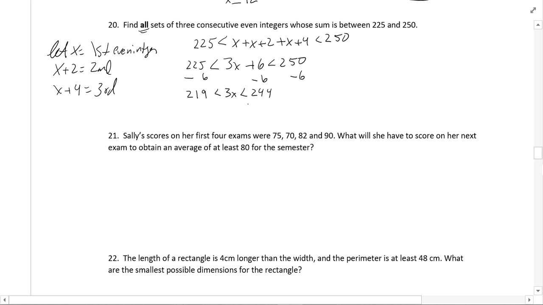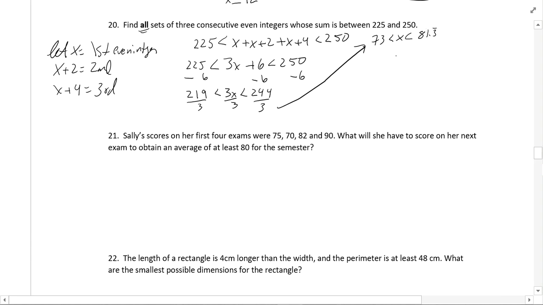And then we need to get the x by itself. So we're going to divide each side by 3. Okay, so I'm going to go ahead and write that over here. 219 divided by 3 is going to give me 73, which is less than x, which is less than 244 divided by 3, which is 81.3 repeating.